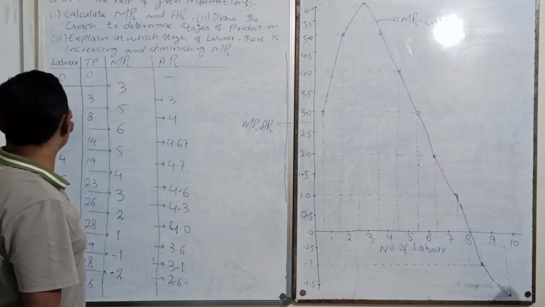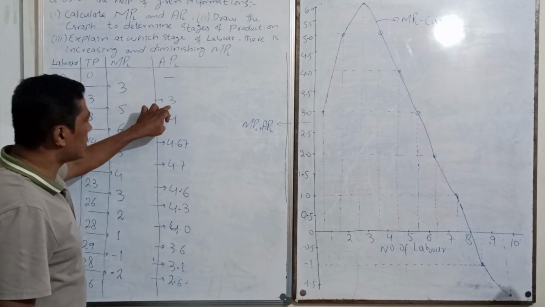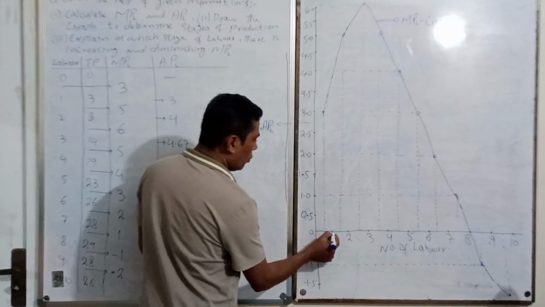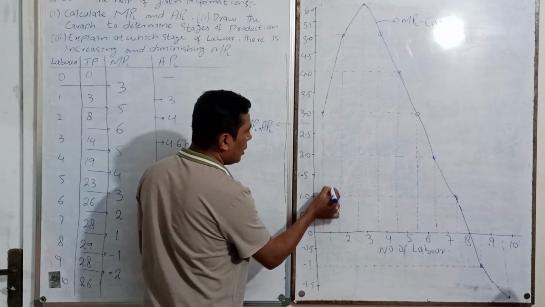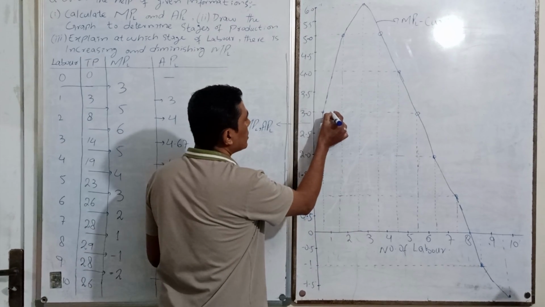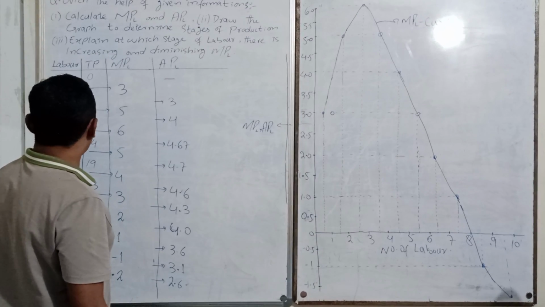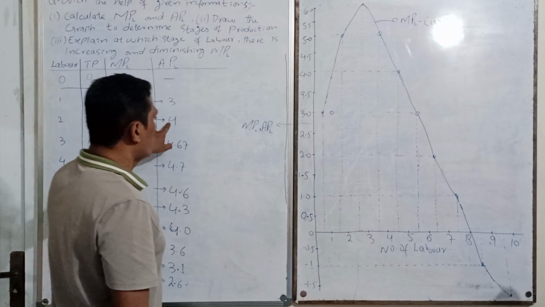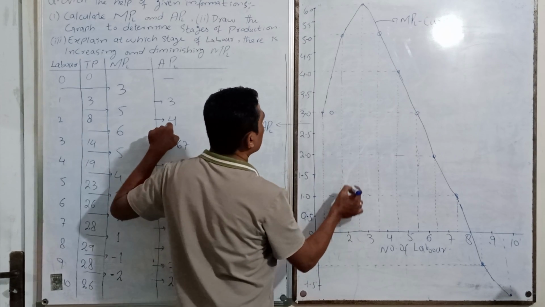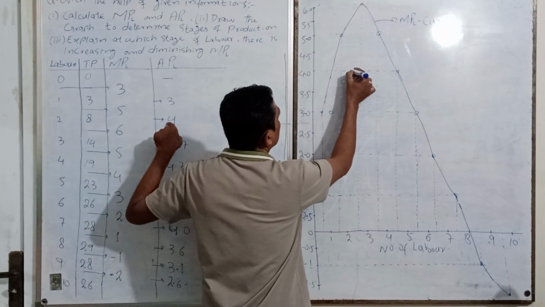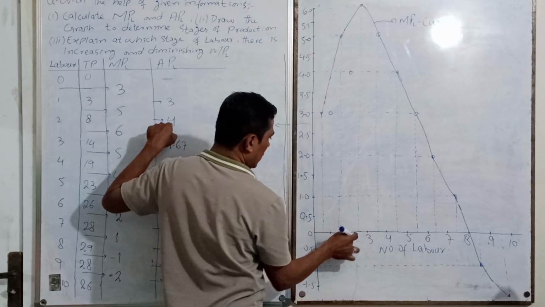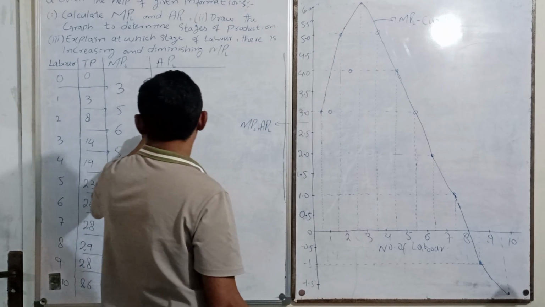So now the first one is 1. What is the value? It is 3. This is your 1, so the value is 3. And similarly, what about 2? The value is 4. At the second unit, the value is 4 here.